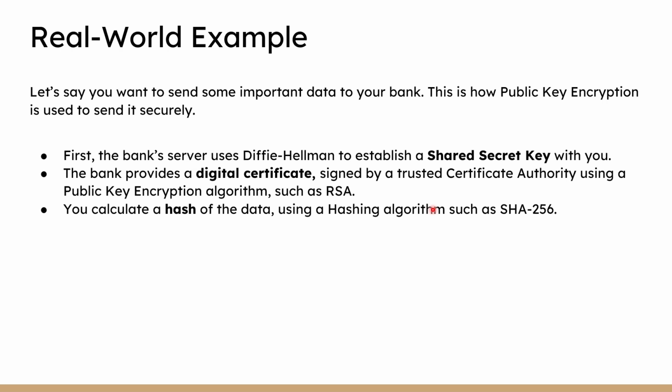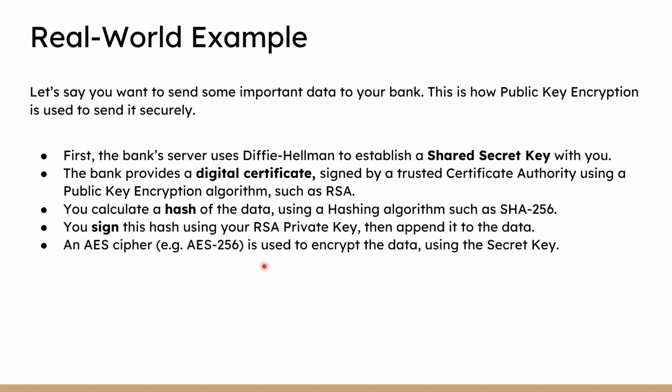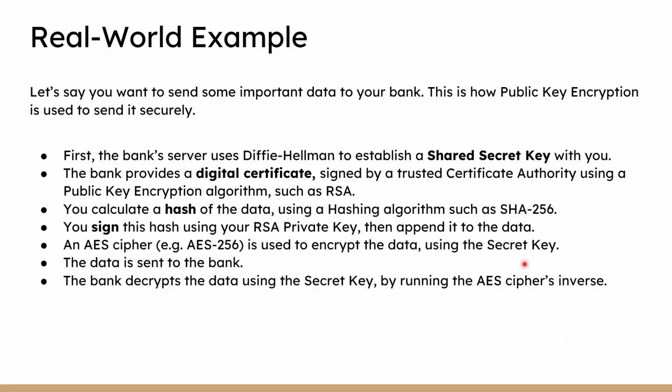And then basically because you're sending your data to the bank, you first calculate a hash of your data using some hashing algorithm like SHA-256. I think that's how you say it. Then you sign this hash using your RSA private key. So you just encrypt the hash basically and then append it to the data. And then you use a cipher such as AES to encrypt the data. So all of the data, the message and the hash, using the secret key. So you're using symmetric encryption on bulk data. Then you send it to the bank.